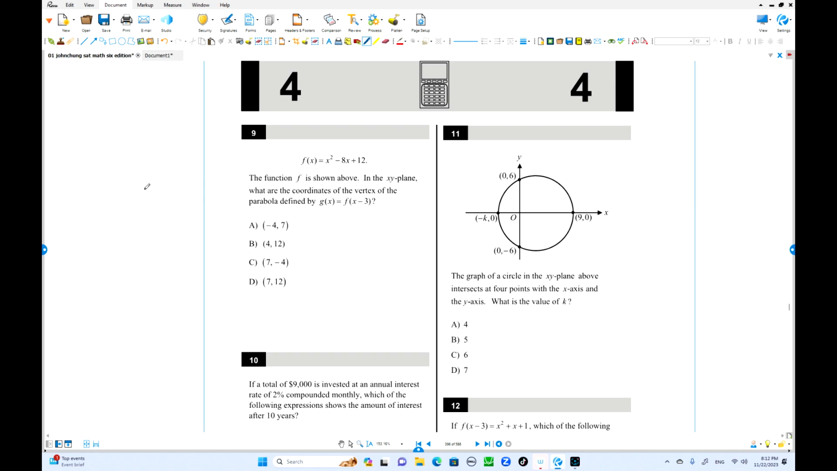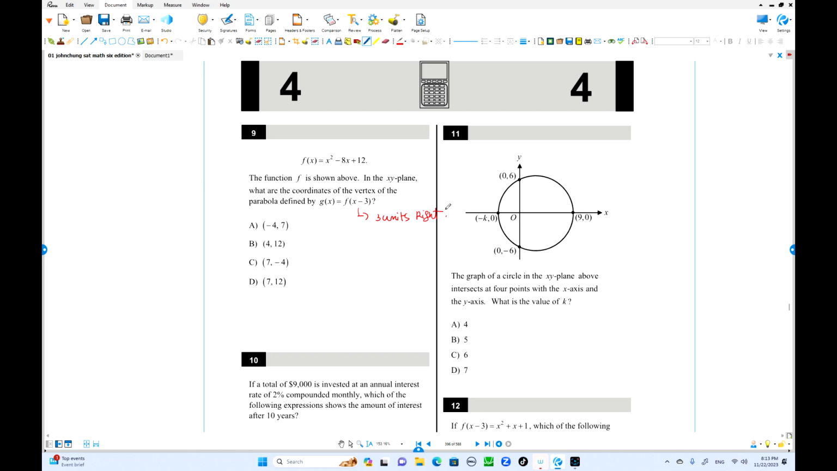Number 9, f of x equals x squared minus 8x plus 12. So what are the coordinates of the vertex of the parabola? That is a translation, right? Move to the right by 3, right? That means what? 3 units right.